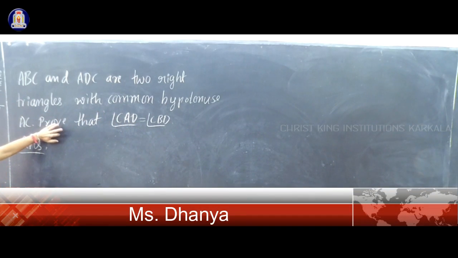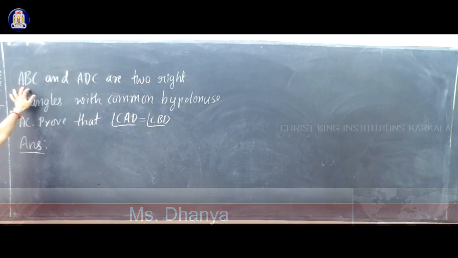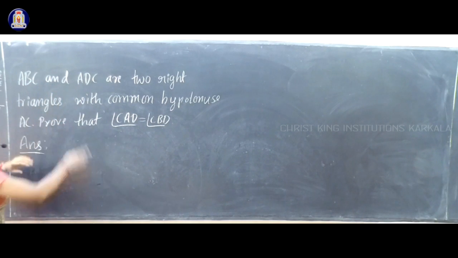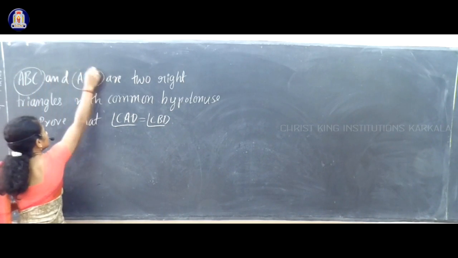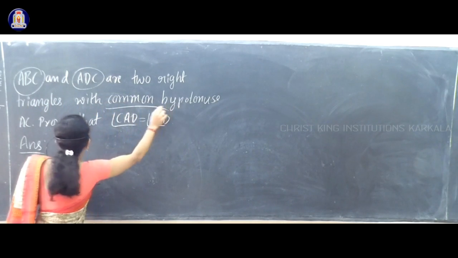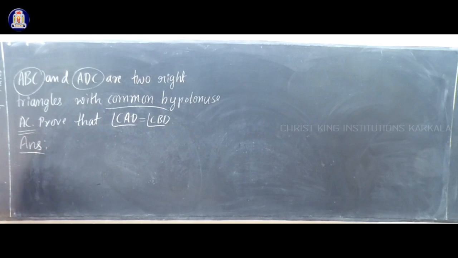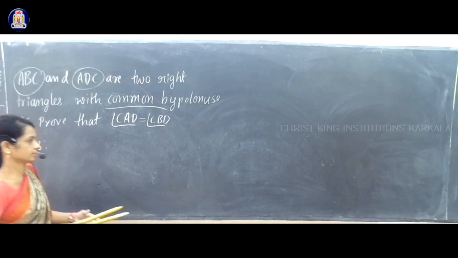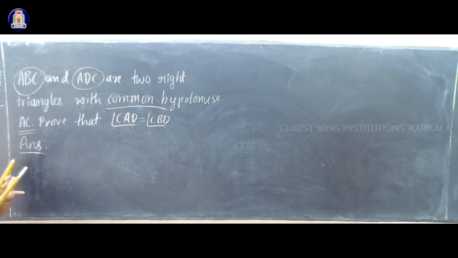The figure is not given, so you have to draw it. You have to draw two right angled triangles ABC and ABC, and they have one common hypotenuse. Like that, you have to draw two right angled triangles. It is difficult to draw two right angled triangles with a common hypotenuse.